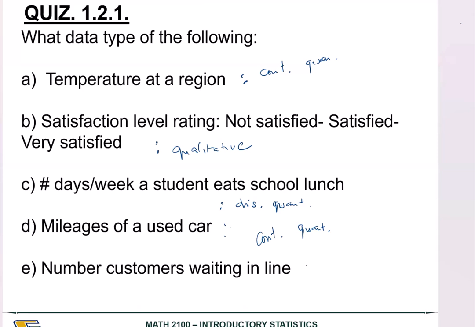Number of customers waiting in line: 0, 1, 2, 3, 4, 5. So it's quantitative. You have numbers here that represent counts. But then again, you ask yourself, can we have a decimal here? 5.5 customers in this line? No, it shouldn't be. So it will be discrete.